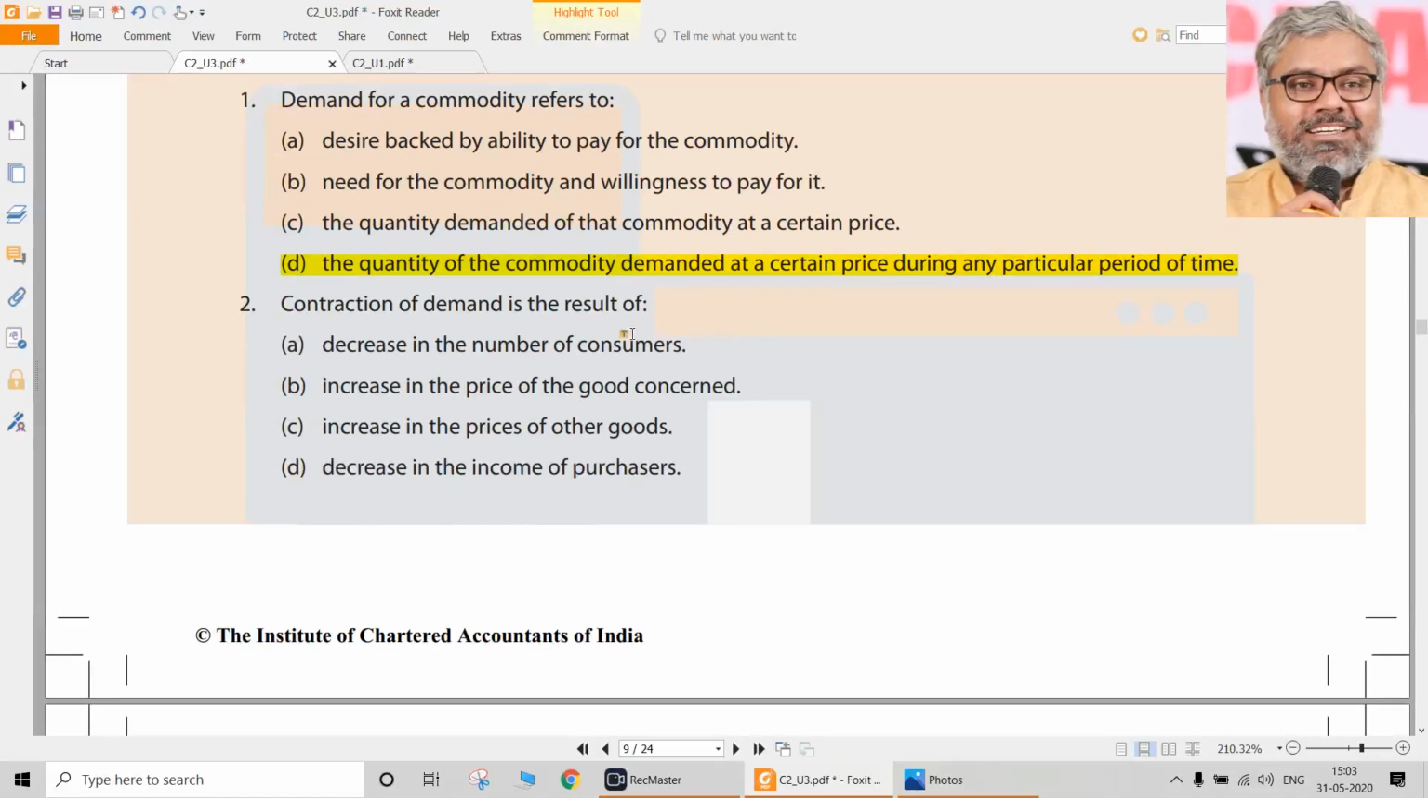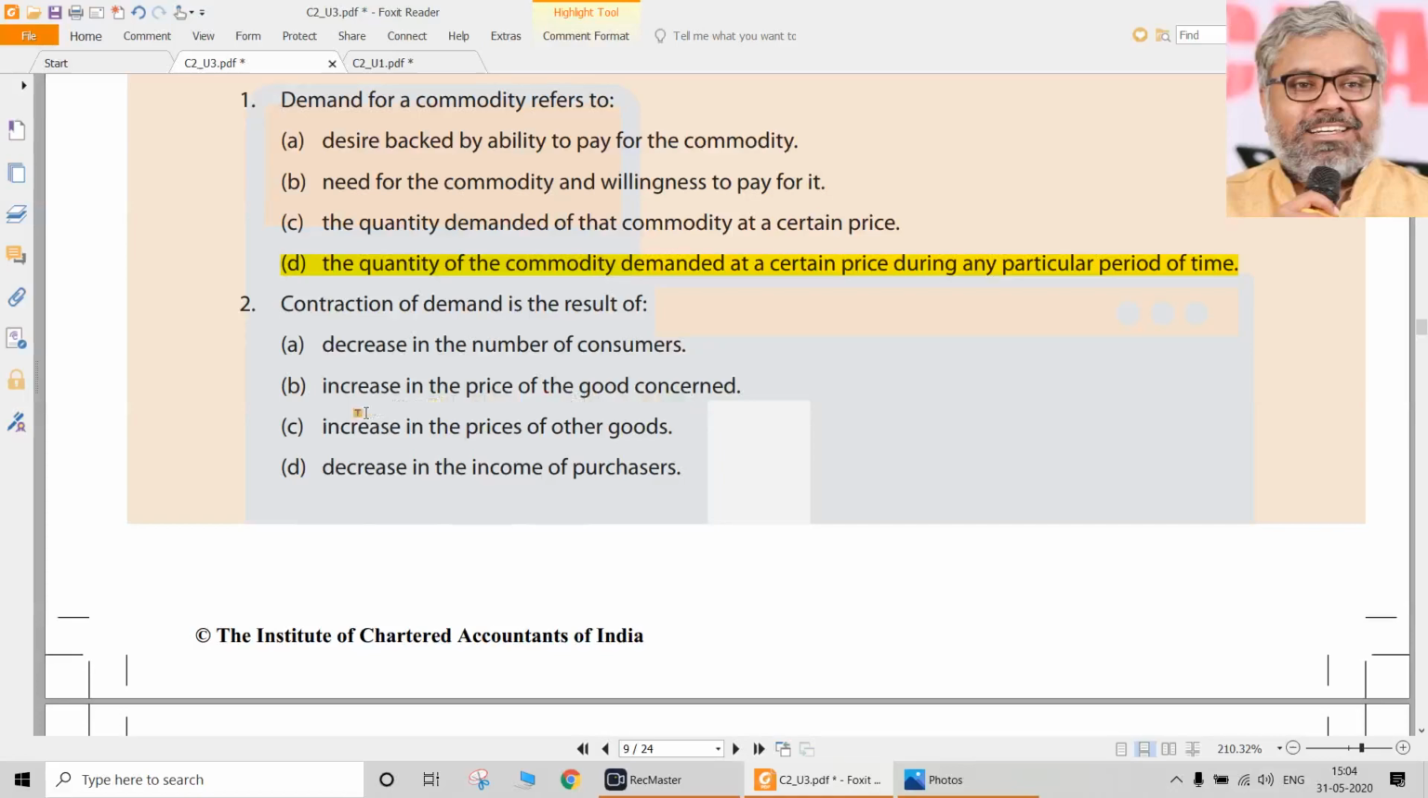Second question. What is the contraction of demand? Contraction of demand is simply, expansion and contraction, both are resultant of price changes. That we should know. So the first one says number of customers decreased. It's ridiculous. It has nothing to do with contraction. So basically price is the only thing that we have to look at. A doesn't have the word price, B has the word price, C also has the word price.